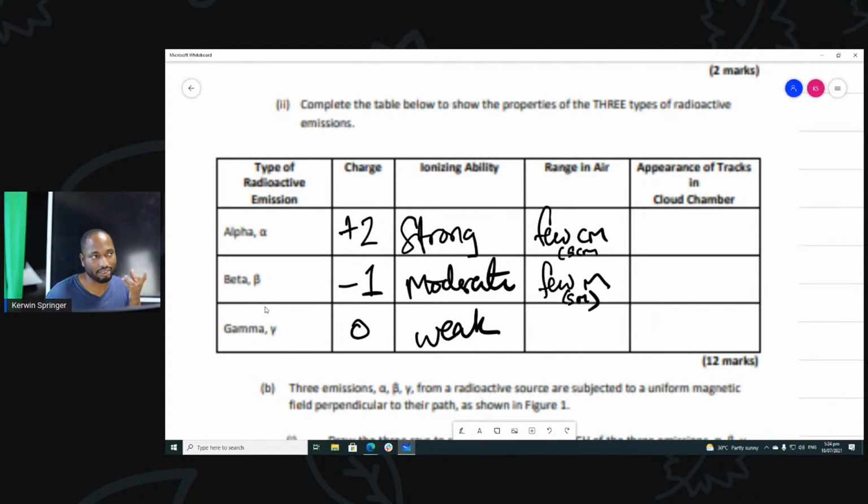Gamma is electromagnetic radiation. The range in air is long, very long. Could anything else travel better in air than that? A long distance.